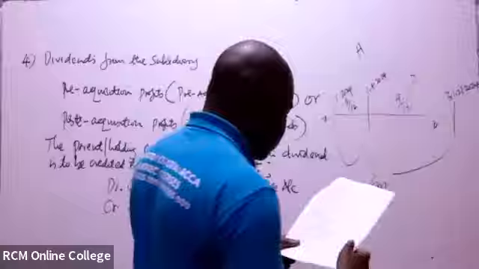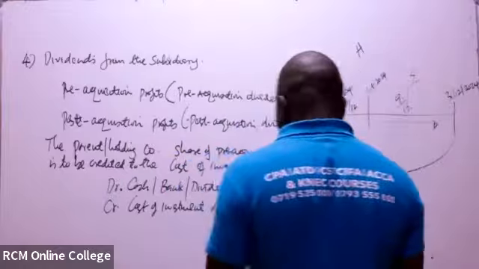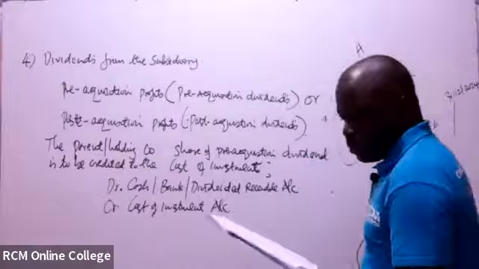In this case, credit what? The cost of investment account. Debit what? The cost of investment account. So this is what it means.